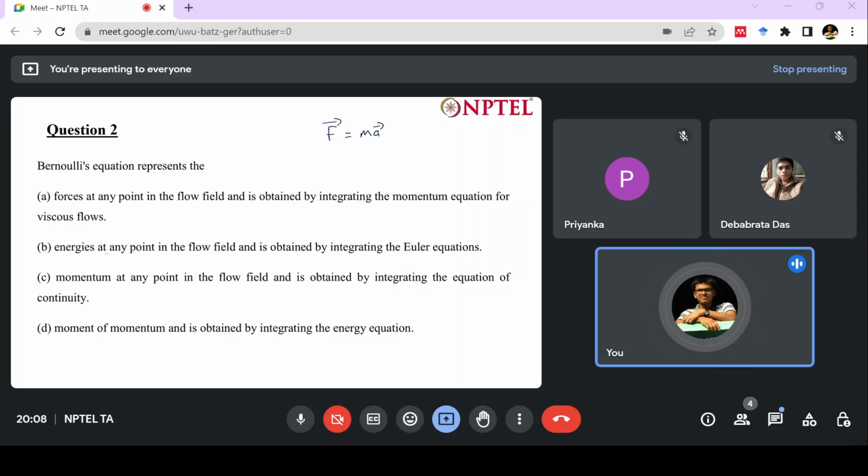Now if we are integrating this equation, what are we doing? We are doing F dot dx. What is this? This will give me the work done and energy balance, right? So what is Bernoulli's equation? It's an integration of my force equation. So it represents energy, and it is formed by integrating all of it. So option B will be the correct answer.